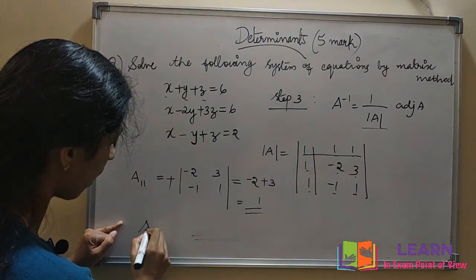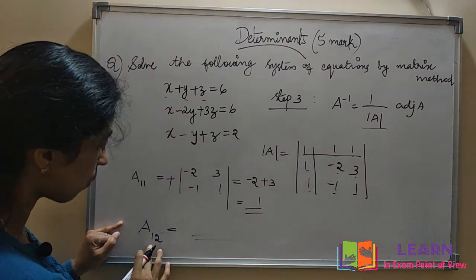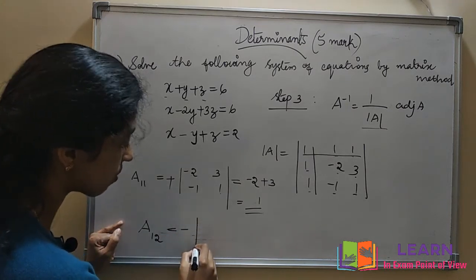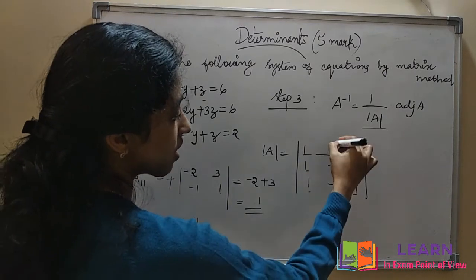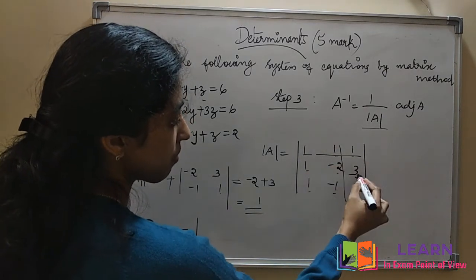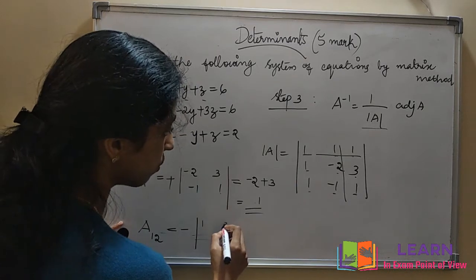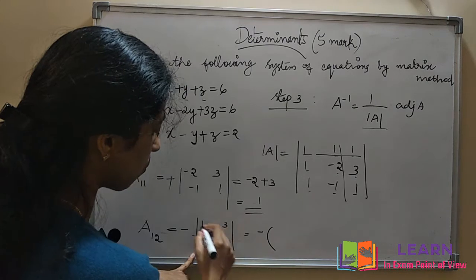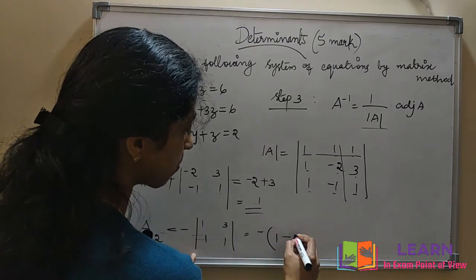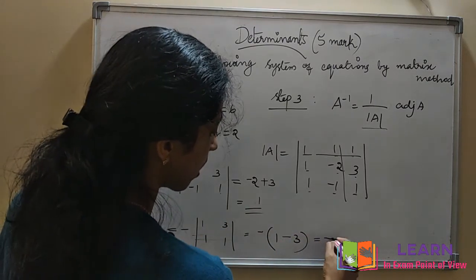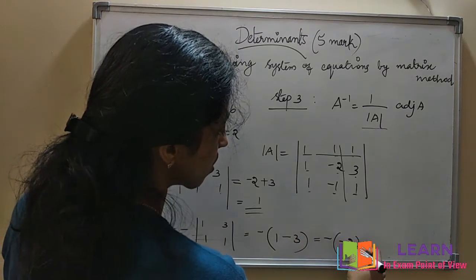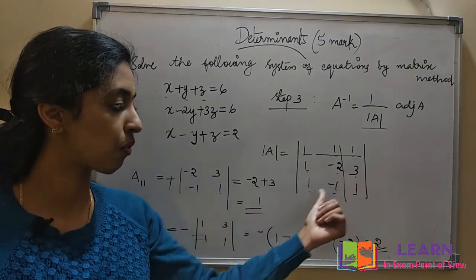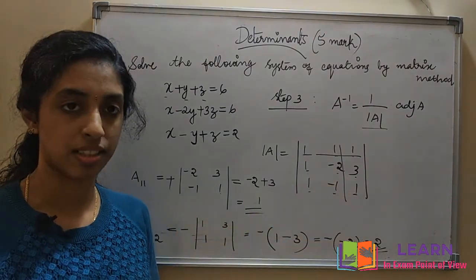For example, for A12, here we have 1 plus 2. We are getting 3, which is an odd number, so we'll put a negative sign. Then just hide its corresponding row and column. Then you will get the determinant 1, 3, 1, 1. So the minus sign you have to put outside. 1 into 1, 1, then 3 into 1, 3. That is, you have minus of -2, that is 2. So just find out the cofactors for each element.